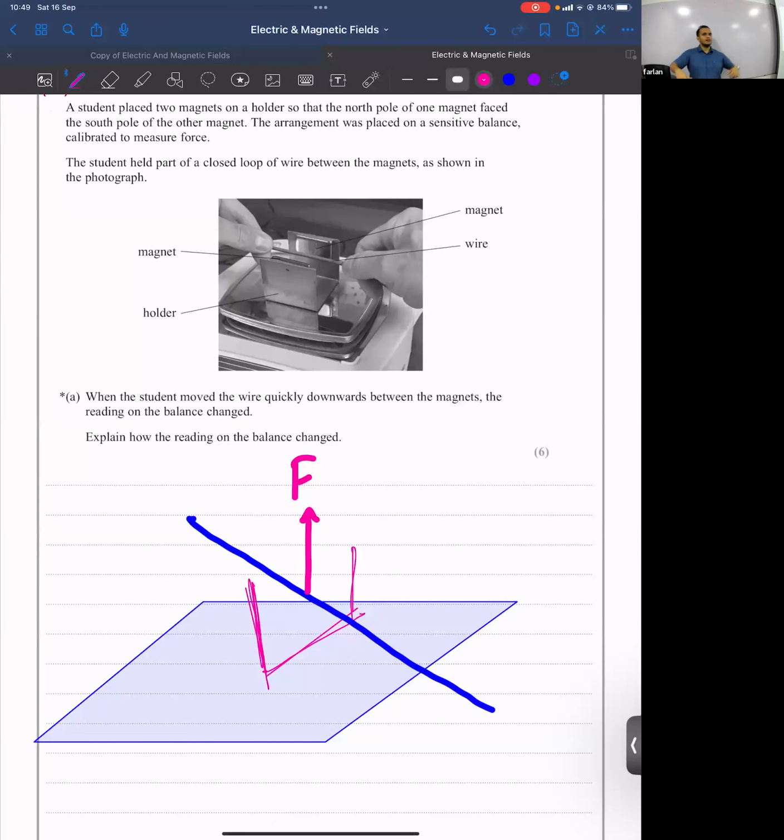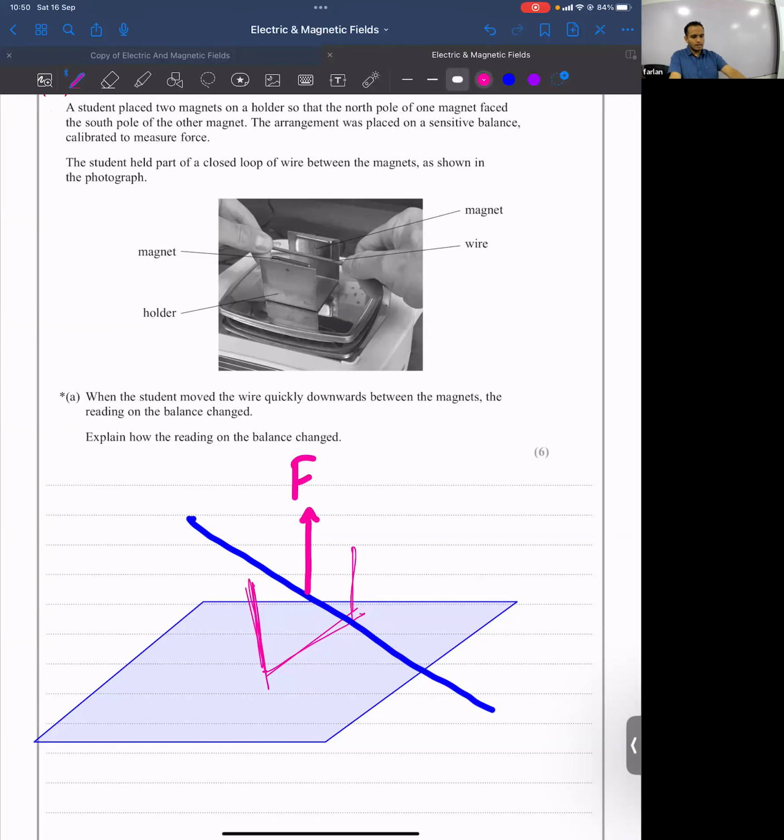So Lenz's law says this: when you try to push the wire down, the force on the wire will be upwards due to the EMF induced. When you try to move the wire up, the EMF induced will be in such a way to pull it down. Now, since you are moving the wire down, as per Lenz's law, the EMF induced in the wire will give a force on the wire upwards. Correct?